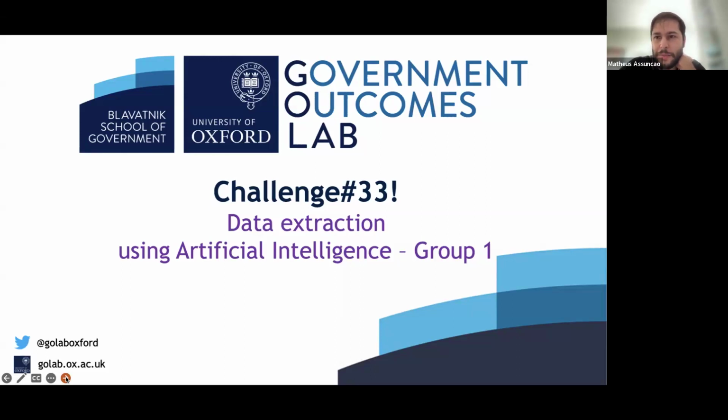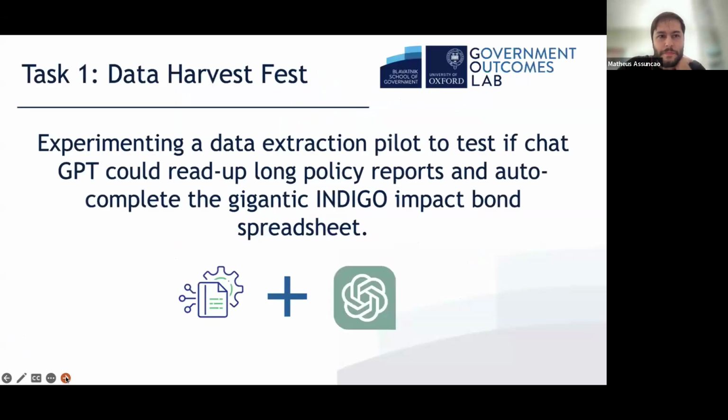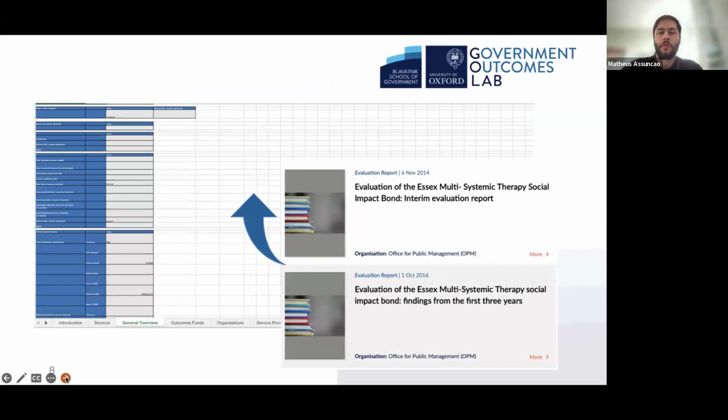Can you pass the slide, please? So experimenting a data extraction pilot to test if ChatGPT could read long reports and complete the gigantic Indigo database. Can you pass, please? So what we did was to get those reports, first with some reports we had already read, we had already got the data from, and check what kind of variables could we get from it to complete the spreadsheets.